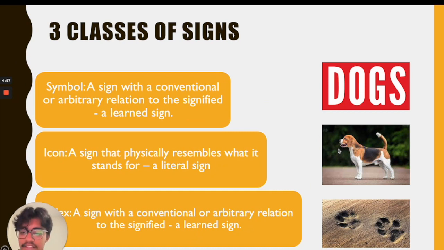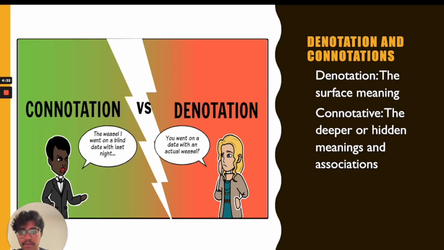Peirce believed that signs were essential to all human thought and communication, and that they operated at many levels, from basic sensory perception to complex conceptual thinking. And he also believed that the interpretation of signs was never completely fixed or final, but rather involved an ongoing process of inquiry and exploration.